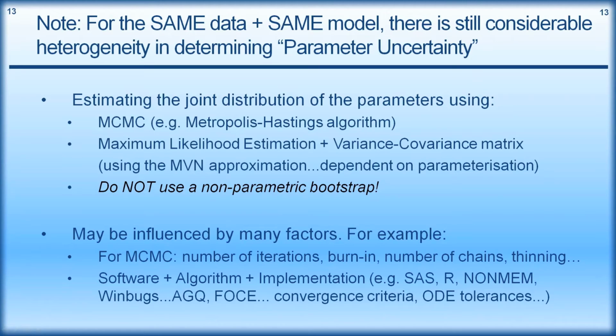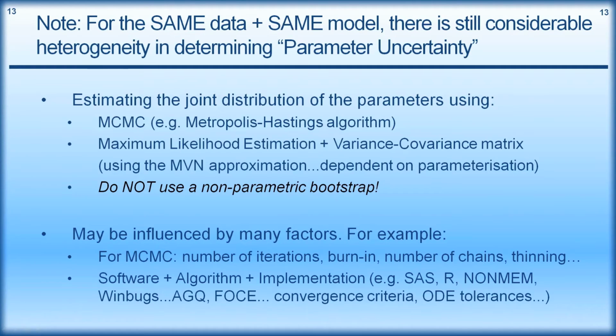Third point here is the recommendation: do not use a non-parametric bootstrap. The non-parametric bootstrap is ubiquitous, everybody likes to use it, but it's rubbish. It really doesn't generate intervals with the claimed coverage properties. I'm not going to go into that now, but my general recommendation is keep away from non-parametric bootstraps if you're interested in understanding uncertainty in parameter values.